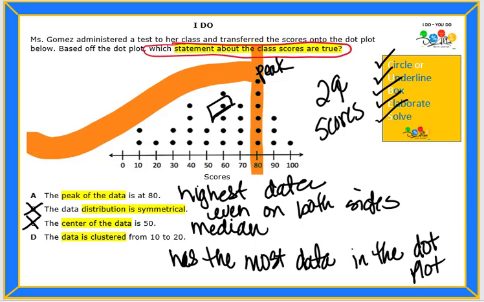The data is clustered from 10 to 20. This section does not have the most data. So our correct answer choice was A. The peak of the data is 80. We are now done solving the I Do problem. At this time, you can move on to the You Do problem and use the CUBE strategies to solve.